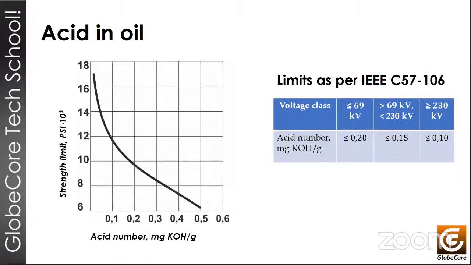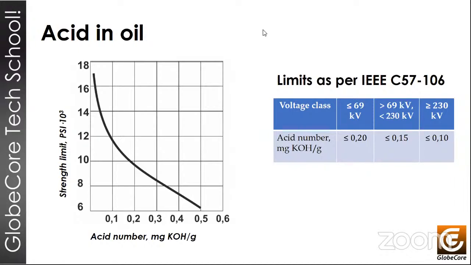Next slide. Now, when we have problems with polar compounds, those can be furans, phenols, aldehydes, ketones, what have you, and all of that can be in the oil. The insulating performance of the oil deteriorates. In other words, we're going to assume that one of the main characteristics of the oil is going to be affected.